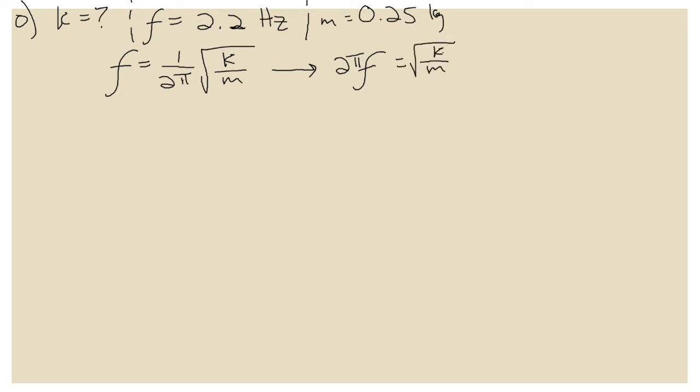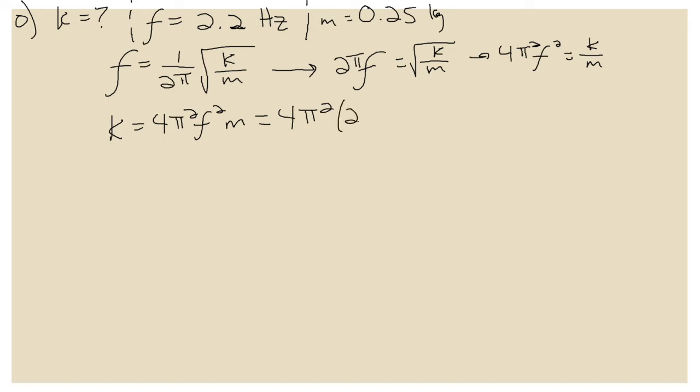Then, of course, we're going to want to square both sides. And so we're going to get 4 pi squared f squared, right? 4, of course, because 2 squared is 4. And then that's going to be equal to k over m. And then we're just going to multiply the m over to the other side. And so that's going to give us k equals 4 pi squared f squared m. And that's the equation we're going to plug into to determine the spring constant. So we have 4, that's a constant, pi squared, that's a constant, and then we're going to plug in the frequency squared, so we have 2.2 hertz, and then we're going to square that, and then we have here the mass, 0.25 kilograms.